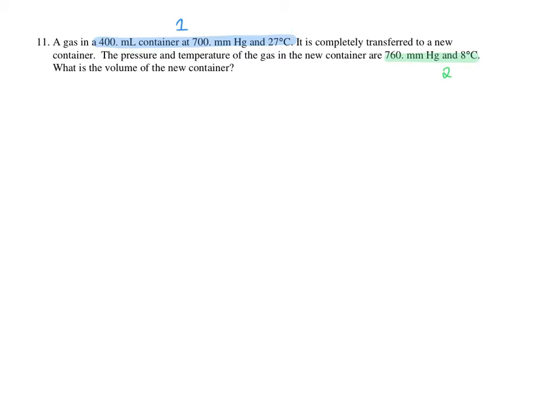What the question's asking for is the volume of the new container. Now we start with the ideal gas law under changing conditions, and nothing's said about any moles of gas changing. So we assume that N1 is equal to N2, which means these cancel out. Again, we're trying to solve for the volume of the new container. So that would be V2.